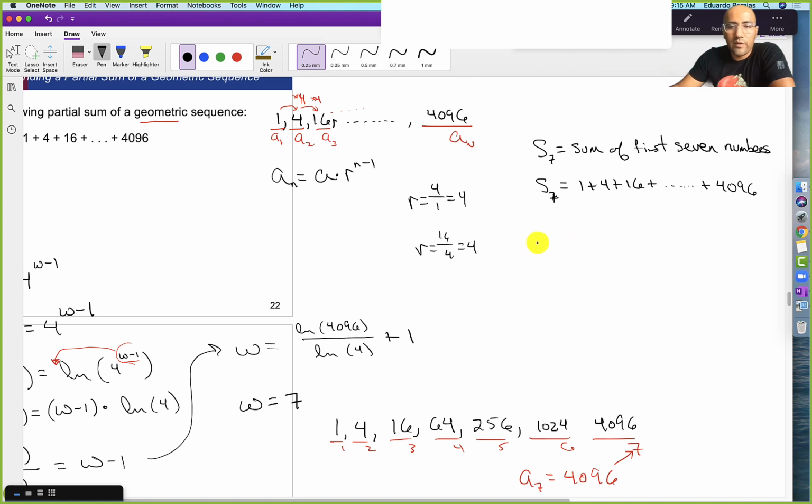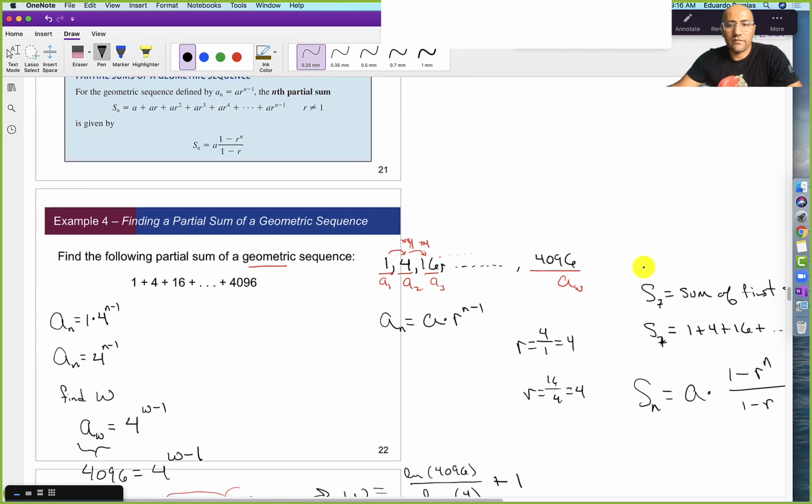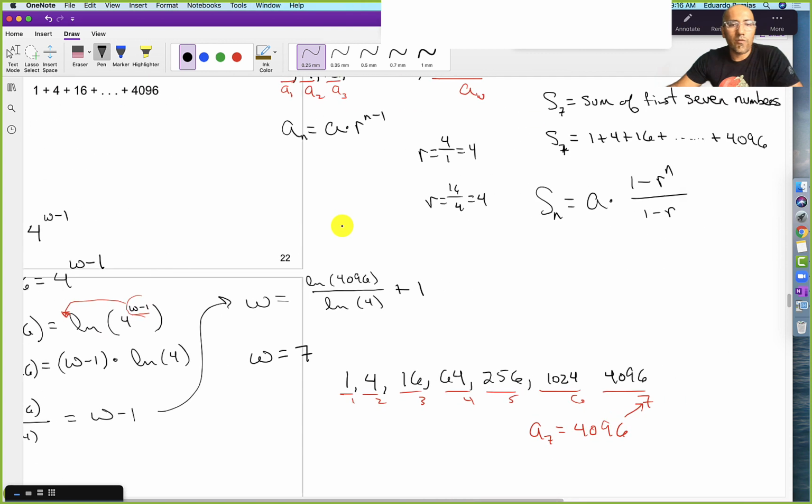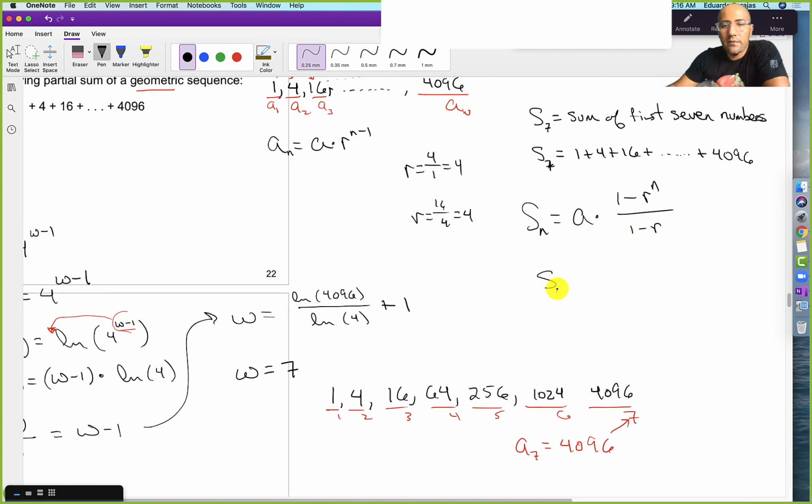Okay, so we have a formula that says that in general, if we're adding the first n numbers, then the formula says that it's going to be a times (1 minus r to the nth power) over (1 minus r). Right, that's just from this little formula over here. S sub n equals a times (1 minus r to the nth) all over (1 minus r). Okay, so we just plug them in based on the numbers we have. So we want to know S sub 7, the sum of the first 7 numbers, where the first initial value a was 1, and then r was 4, so we get 1 times (1 minus 4 to the power of 7) all over (1 minus 4).